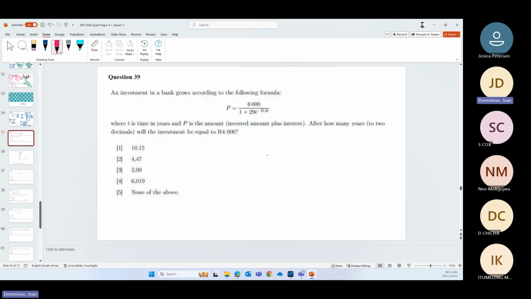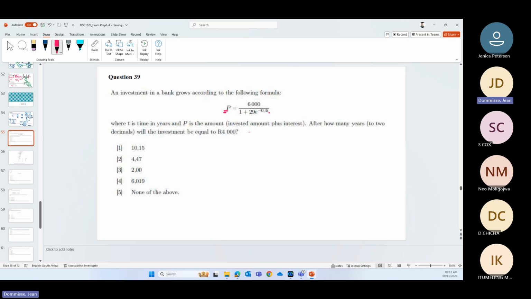Because it is a bit of a trick question. So if anybody has any idea, else I will in any case quickly show you guys. So let's just read this again. So you get that formula. So they tell us T is the time, so we will need to work out the time. When they say P is the amount invested plus interest, after how many years will the investment be equal to 4,000?